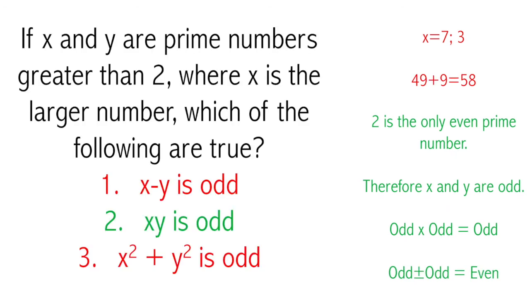And the third statement is slightly trickier. Once again, you have the basic method of taking those two numbers. 7 squared is 49, 3 squared is 9. It results in 58, so that is not true.